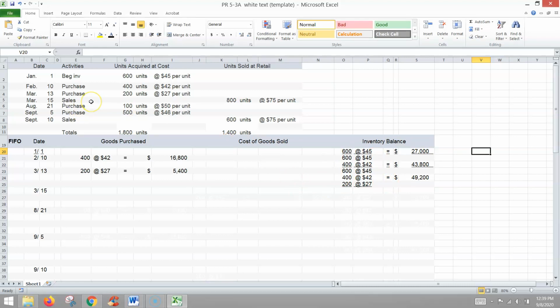On March 15th, we're going to make a sale, 800 units. So the $75 is what we're selling it to the customer for. We're not going to see $75 on this table because this is where we're dealing with our costs. That's our sales amount. But we are going to use the 800 units to determine what cost we're going to sell them at. So using FIFO, first in, first out, we're going to be selling from the top layers, the original first layers. So we're going to sell 600 at 45, then we need 200 more. So we're going to go down to the next layer. So 200 of them are going to be at $42.